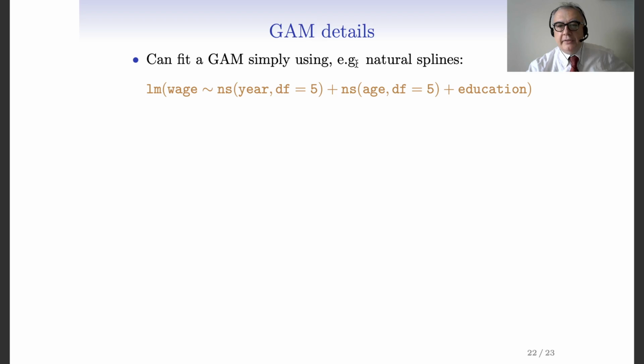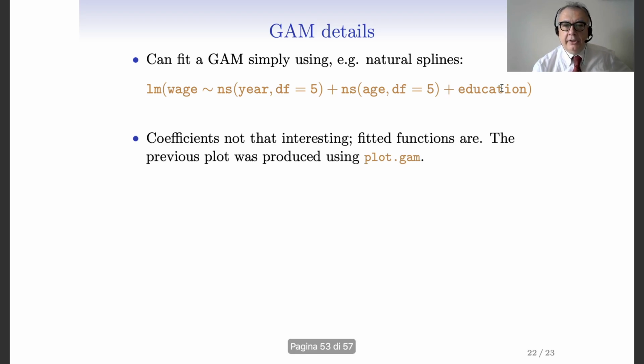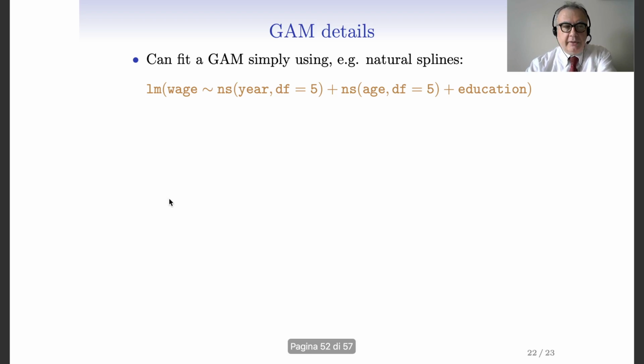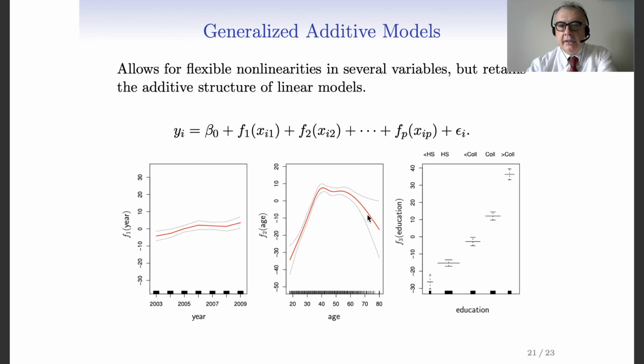These are called generalized additive models. You can fit them quite easily in R. So here you want to fit a model explaining wage, and you do this with three terms: a natural spline term depending on year with 5 degrees of freedom, a natural spline term depending on age with 5 degrees of freedom, and then a linear term depending on education. Okay, we are not interested in the single coefficients, but in the functions.